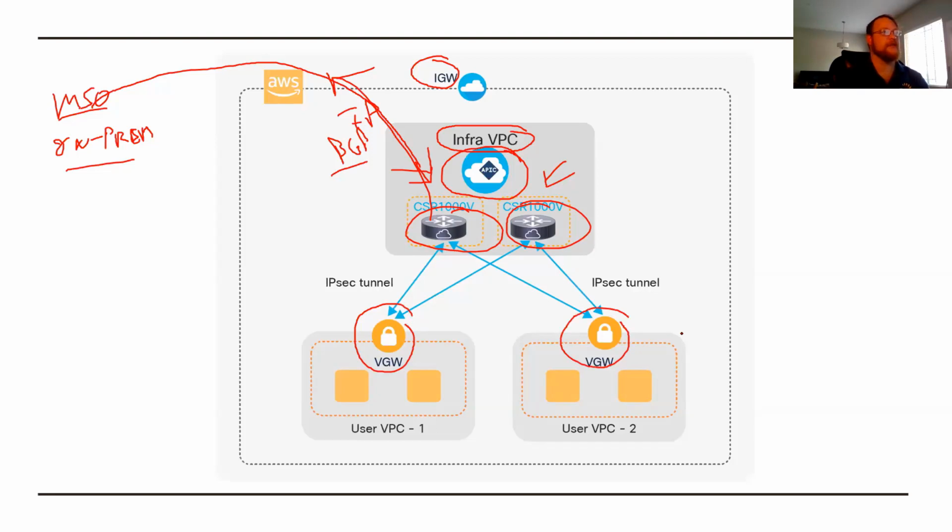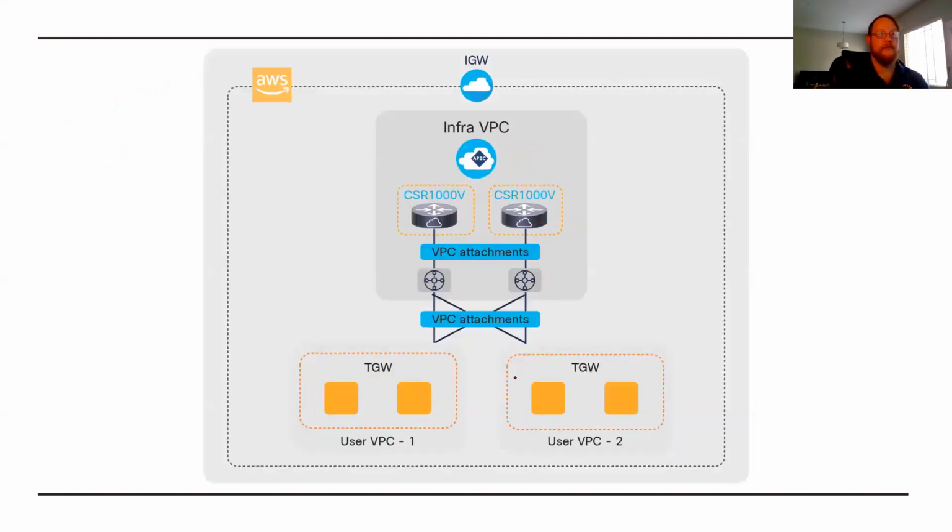These virtual gateways are essentially security constructs, kind of like a firewall inside of AWS, that allow us to create an IPsec tunnel for security purposes between the CSR 1000V and the internal virtual private clouds. So these are our applications. These are our users.